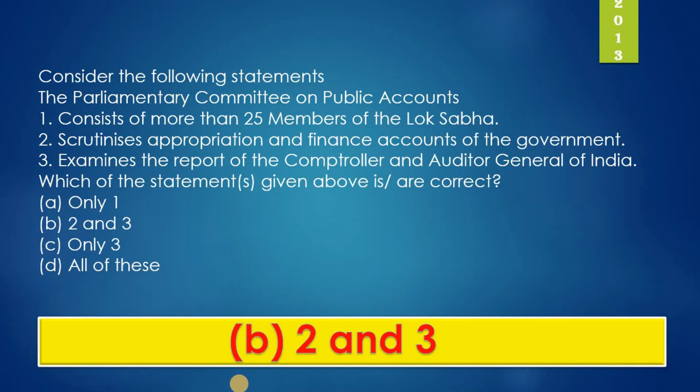As we know, the first statement is incorrect. This is because the Parliamentary Committee on Public Accounts consists of 22 members and not more than 25. Out of those, it basically consists of 15 members from the Lok Sabha and 7 members from the Rajya Sabha, making a total of 22 members. So that's why it's incorrect.